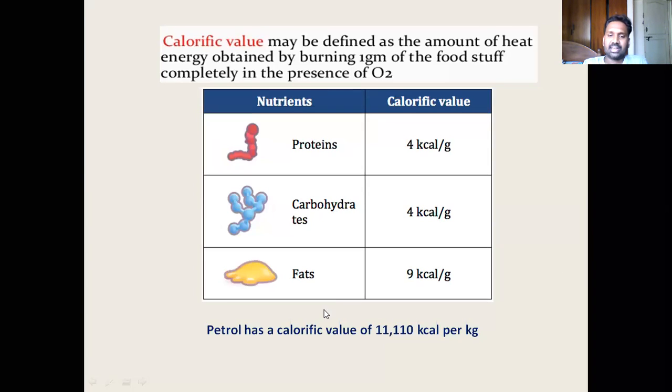Fine. So in the next class, we are going to see how this energy is given, how ATPs are produced by the oxidation of these three different types of foodstuffs: the carbohydrates, fats, and proteins.